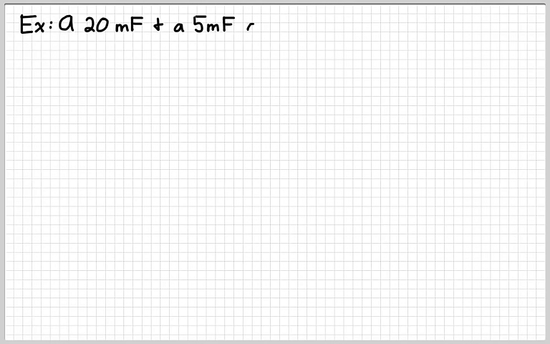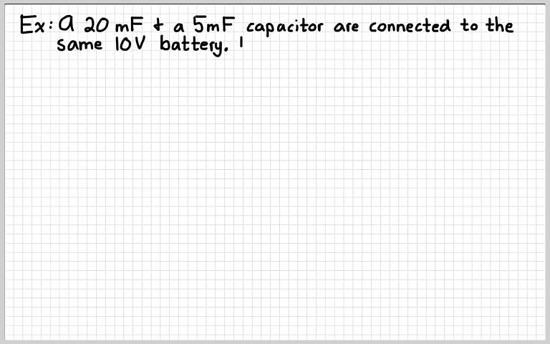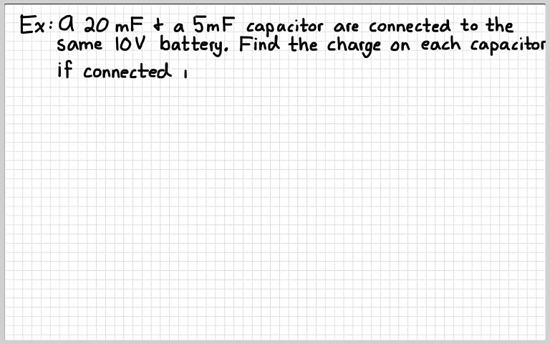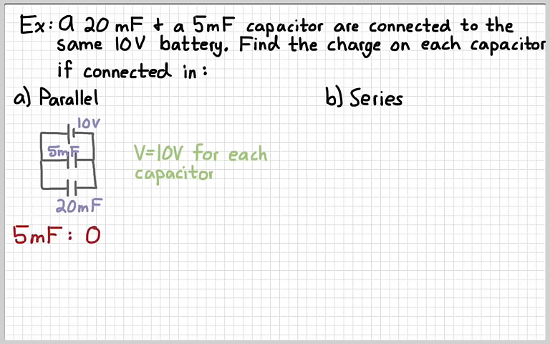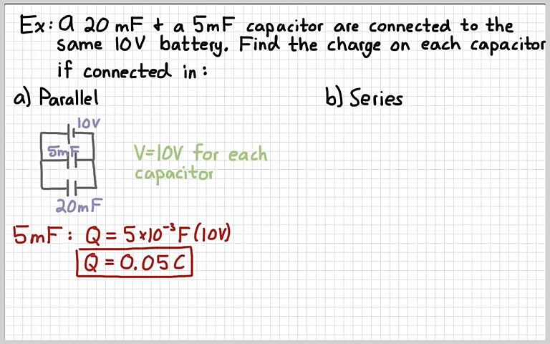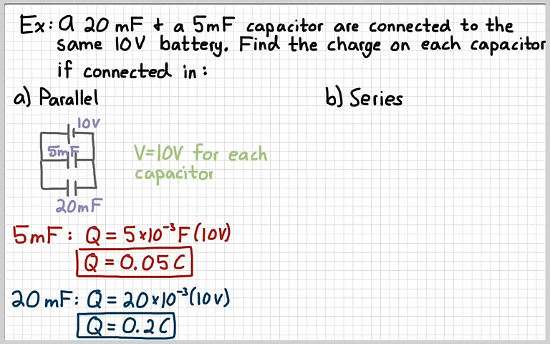Okay, so let's work through a quick example. So you have a 20 millifarad and a 5 millifarad capacitor connected to the same 10 volt battery. We want to figure out the charge on each capacitor if we connect them in a parallel combination versus a series combination. So if they're in parallel, the circuit diagram might look like that. And so each capacitor is going to have a potential difference of 10 volts. So to find the charge, I just have to do the Q equals C times V relationship like that, and then do it again for the 20 millifarad capacitor. So each one's going to have a different charge because they're connected in parallel.